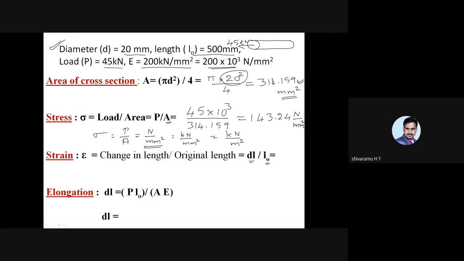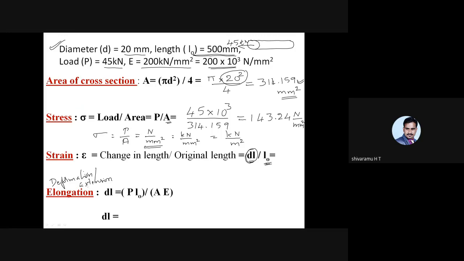In the given question, the length of the circular bar is given as 500 millimeter, but dl, the change in the length or the deformation or extension, is not given. To compute the strain, we should know dl as well as l naught. L naught is given, but dl is unknown. So we can compute the deformation, or elongation, or the extension. These have the same meaning: deformation or extension or elongation of the bar.